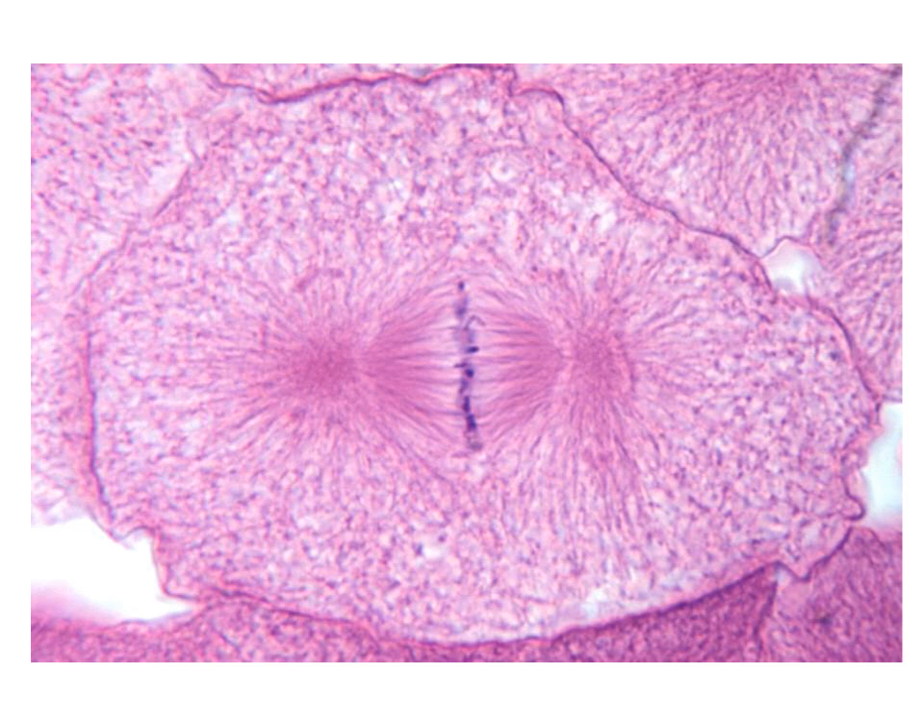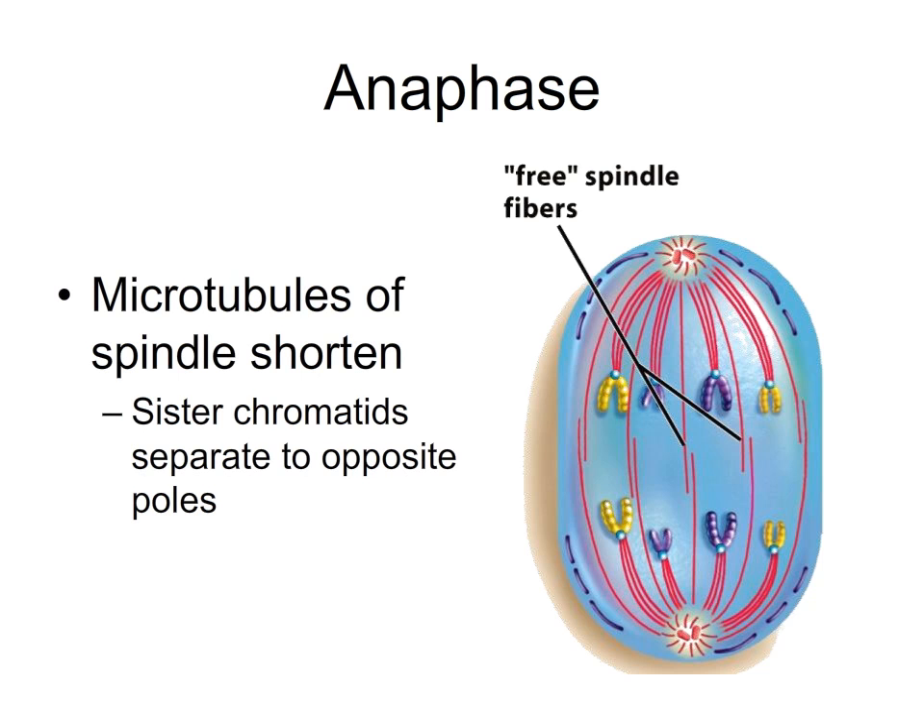Metaphase is a very obvious stage, as this micrograph shows the duplicated chromosomes clearly lined up in the center of the cell. In anaphase, the microtubules begin to shorten and pull the sister chromatids towards opposite poles.